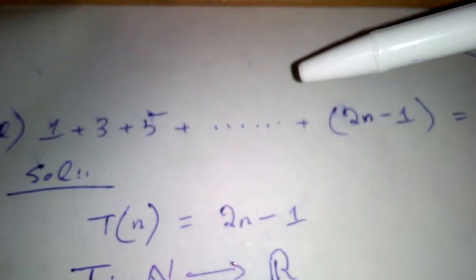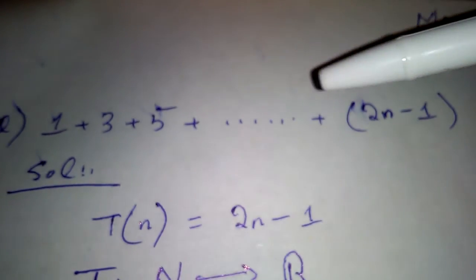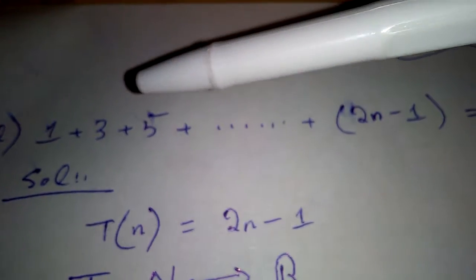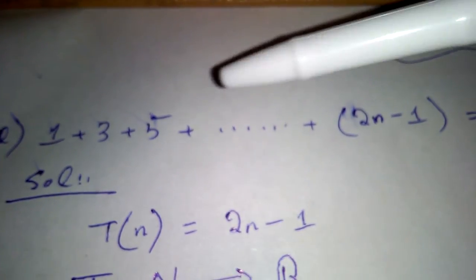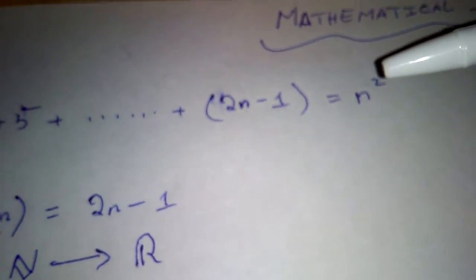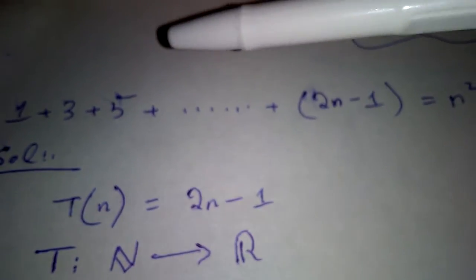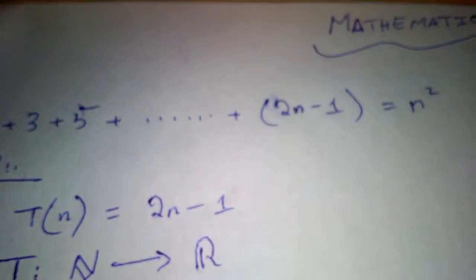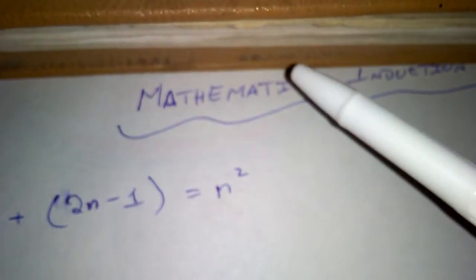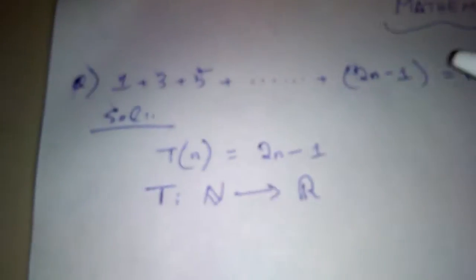Alright, so when I sum up all the terms present in this sequence up to n terms, I get an answer, and that answer should be equal to the square of this n. I have to prove that this equation is really correct or not. So I'm going to take the support of my mathematical induction process.